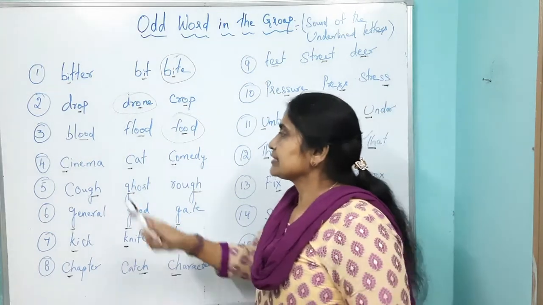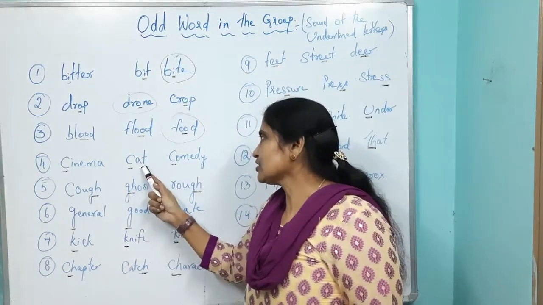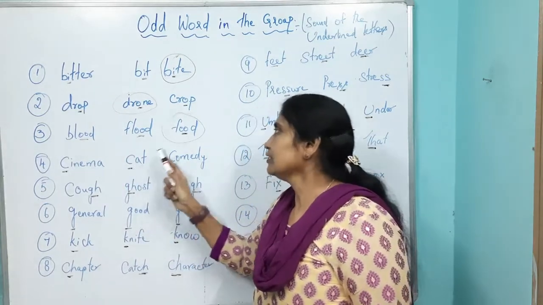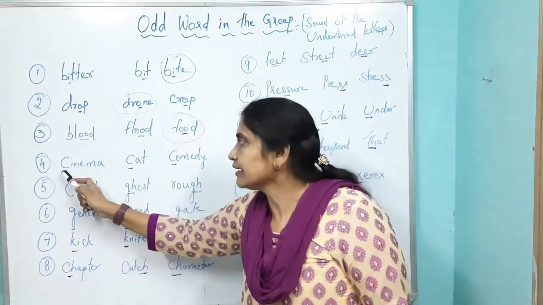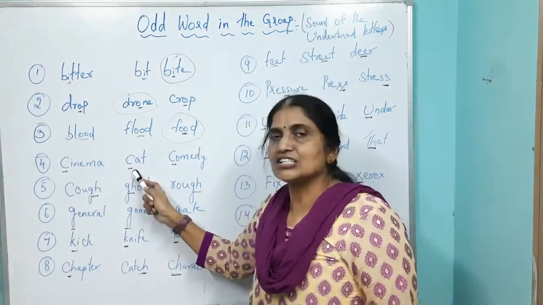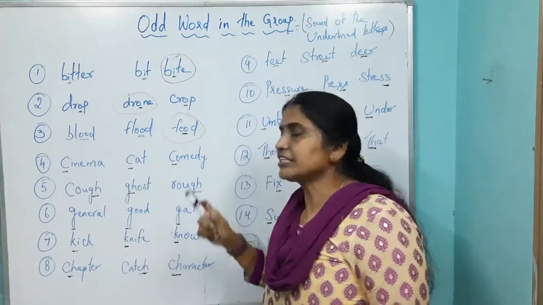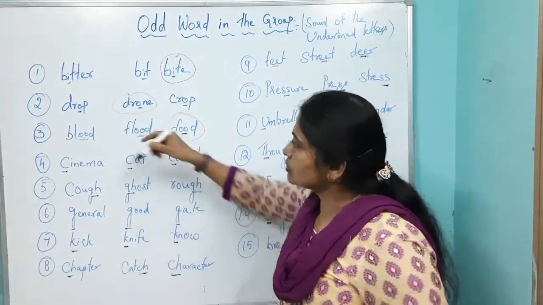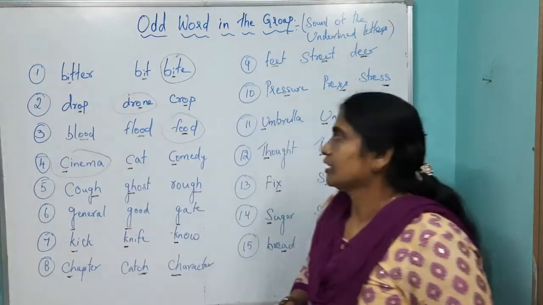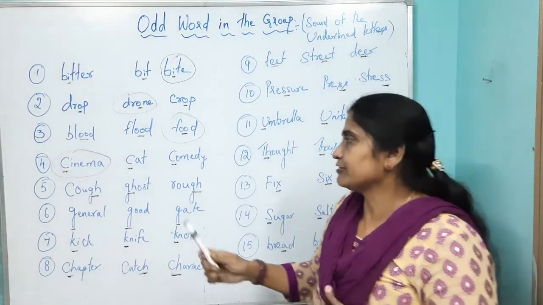Next one: cinema, cat, comedy. The underlined letter is C. Cinema, sa; cat, ka; comedy, ka. So, this one is the odd word. Okay. Now, let's go to the fifth group.